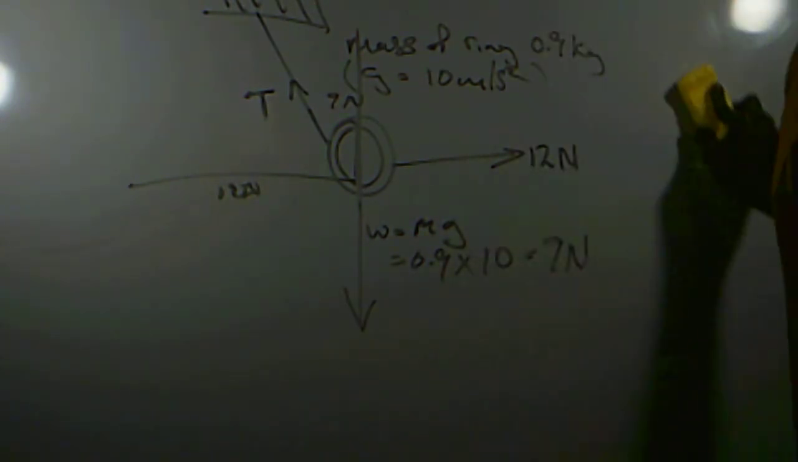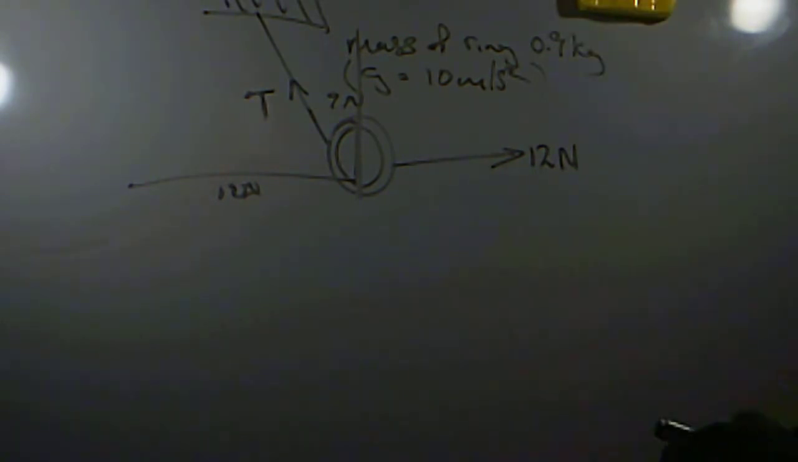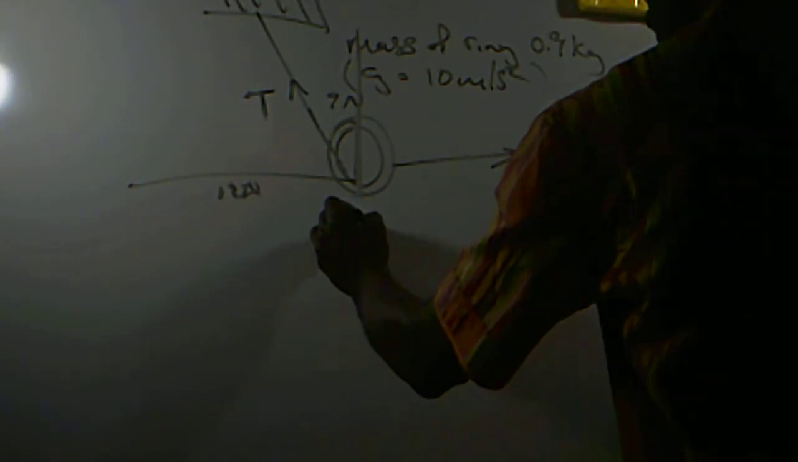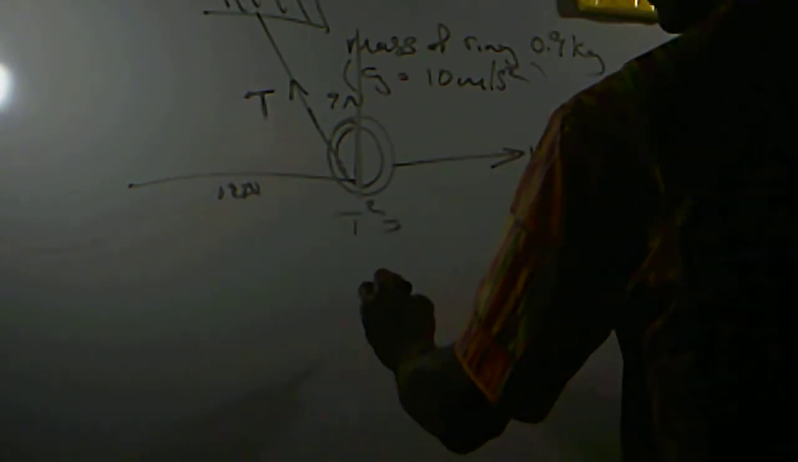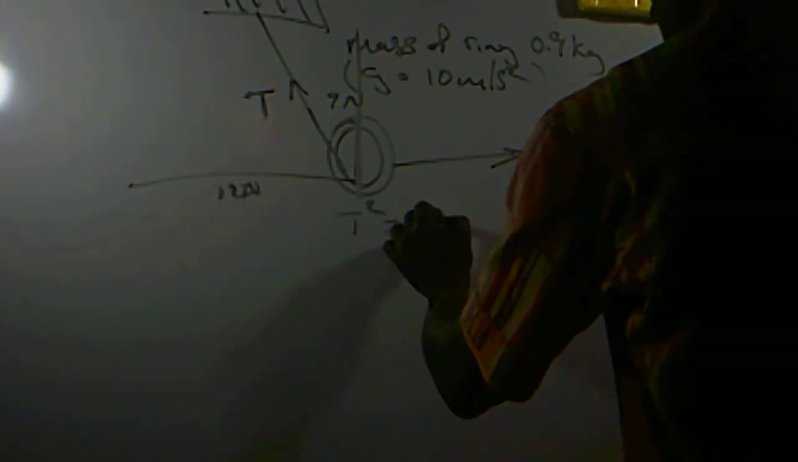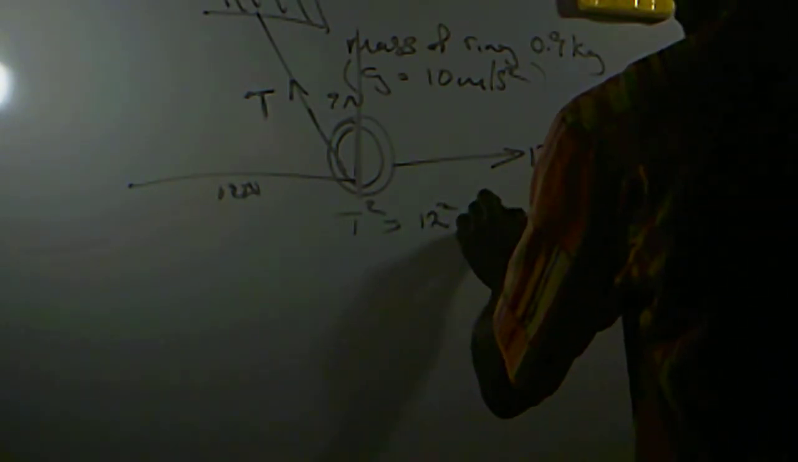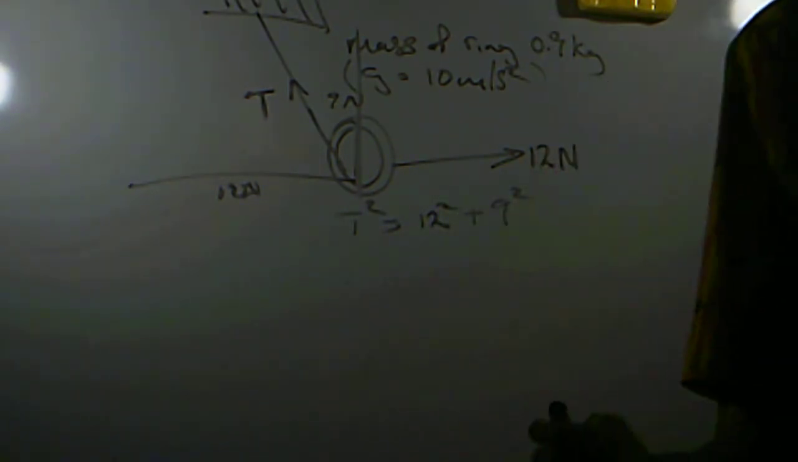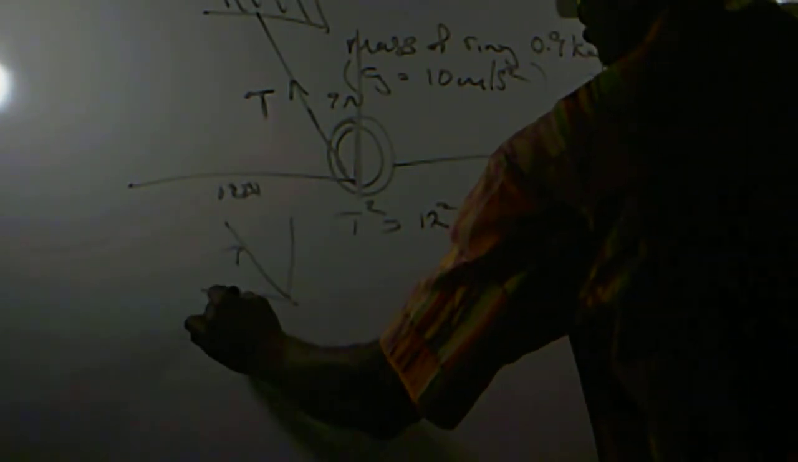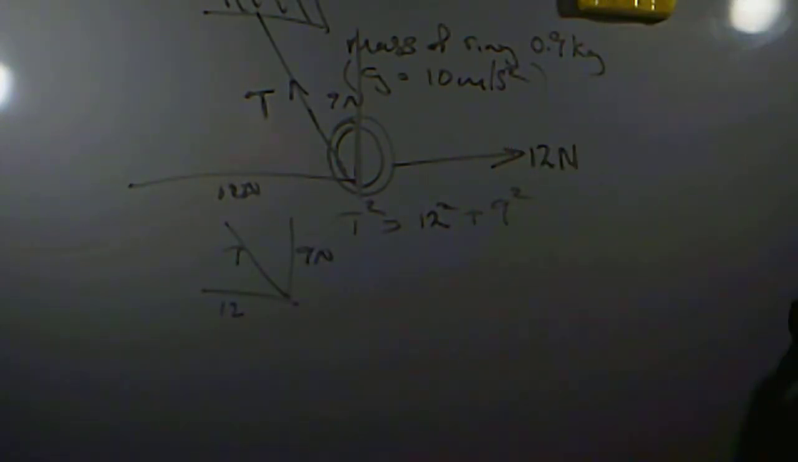So according to Pythagoras, T squared is equal to 12 Newton squared plus 9 squared. Remember, we have something that looks like this. This is T, this is 12, the horizontal component, and 9 Newton, which is the vertical component.